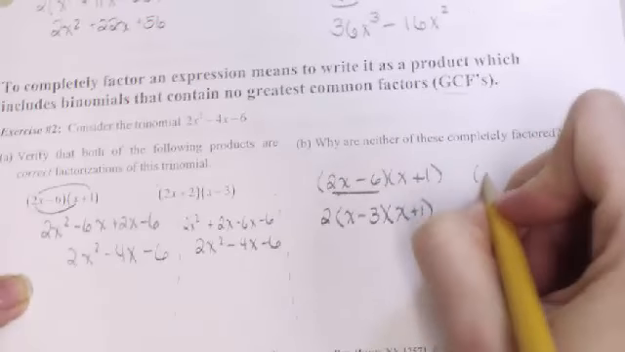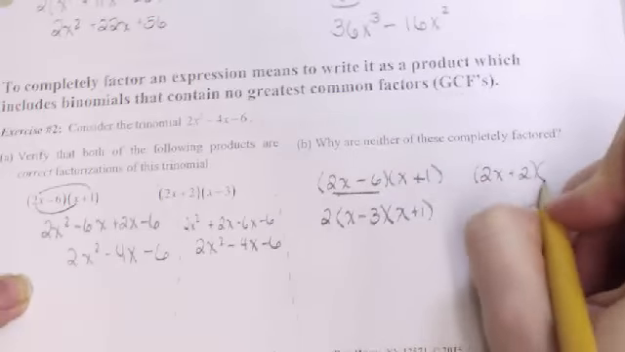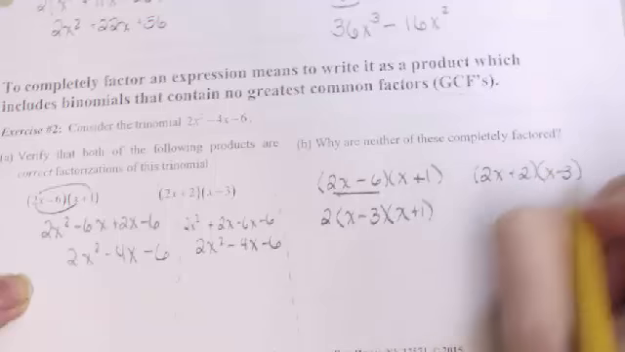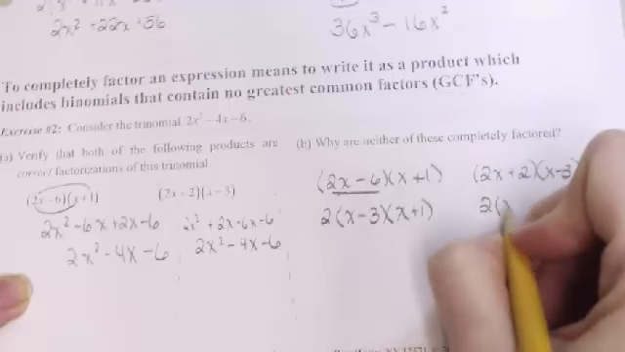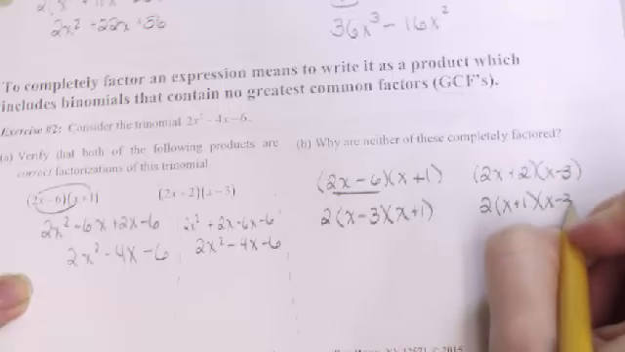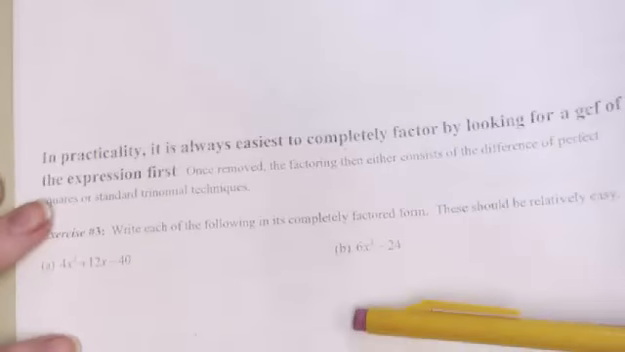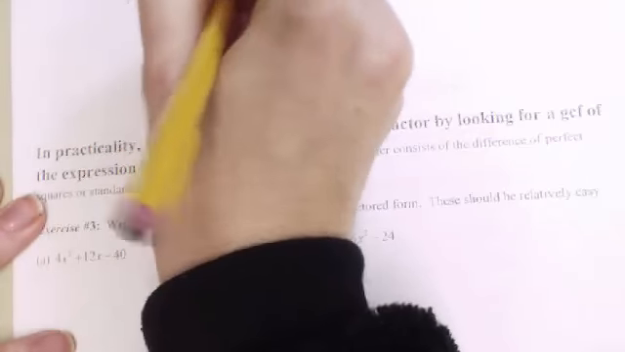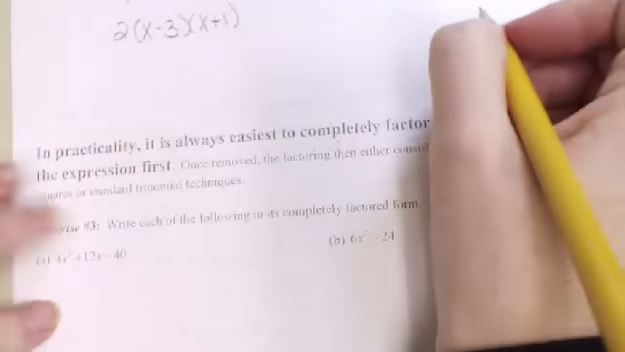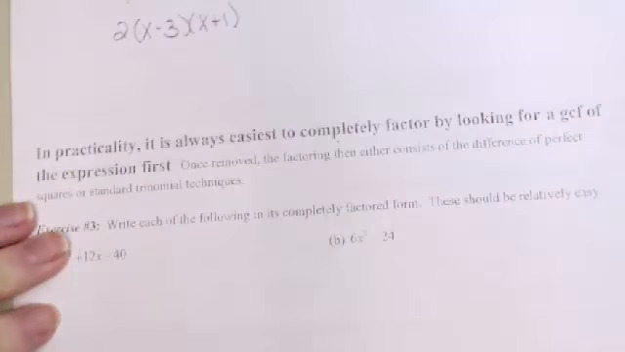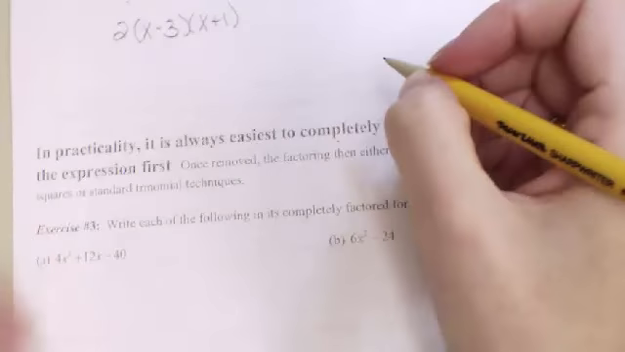In the second case, the 2x plus 2, you can see that I could GCF a 2 again. So take the 2 out, x plus 1, x minus 3. Okay? Now we've written them both ways, completely factored. So it does not matter which one you pull the 2 out of, but a 2 only went into one of them.